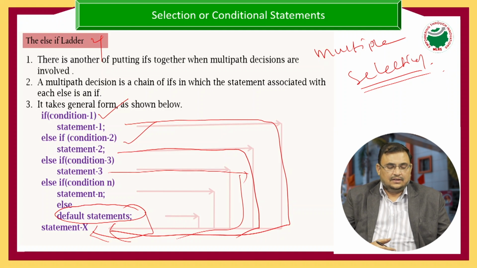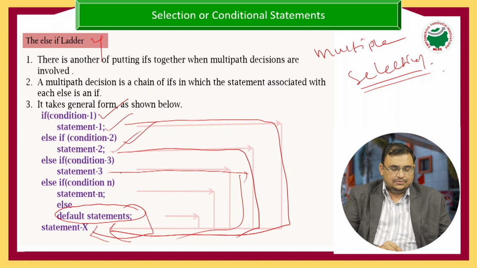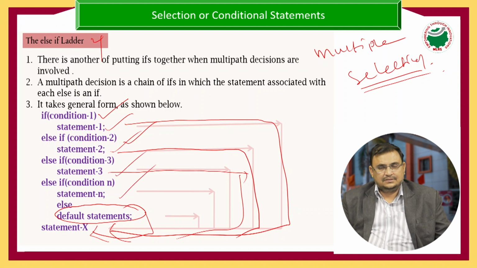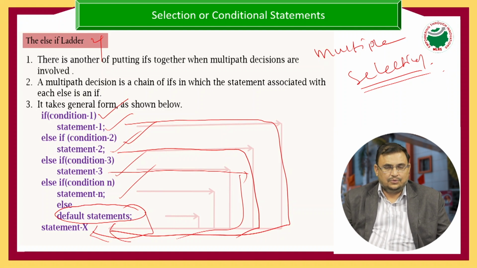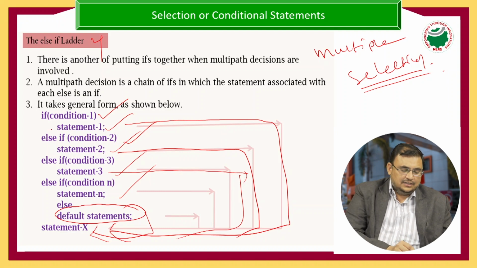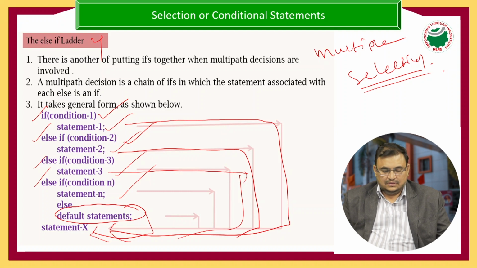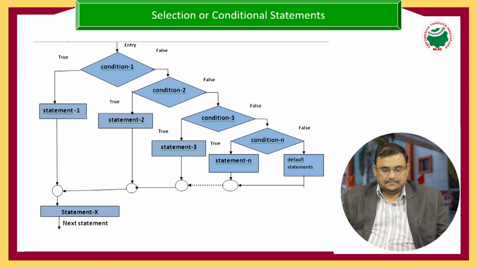Here, statement 1, statement 2, statement 3 and statement n are all single statements or compound statements. If it is a single statement, there is no need to use any braces. If it is a compound statement, it must be enclosed in a pair of braces. And here, if and else if are reserved words and they must be written in small case only. So that is about the else if ladder.